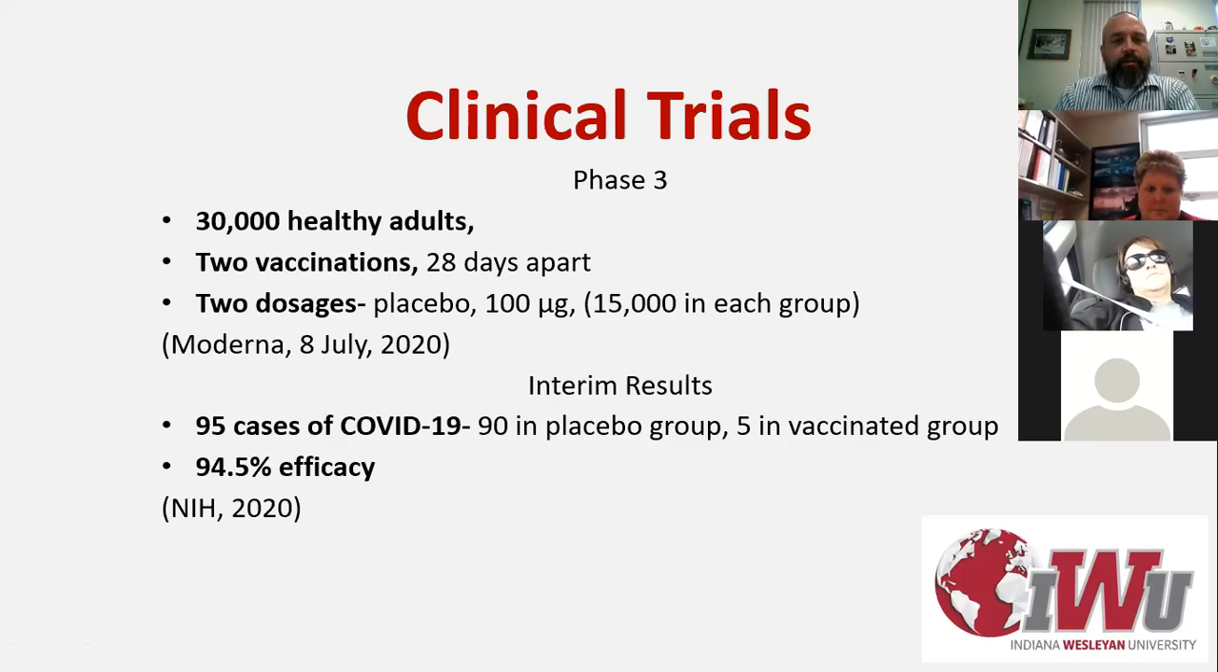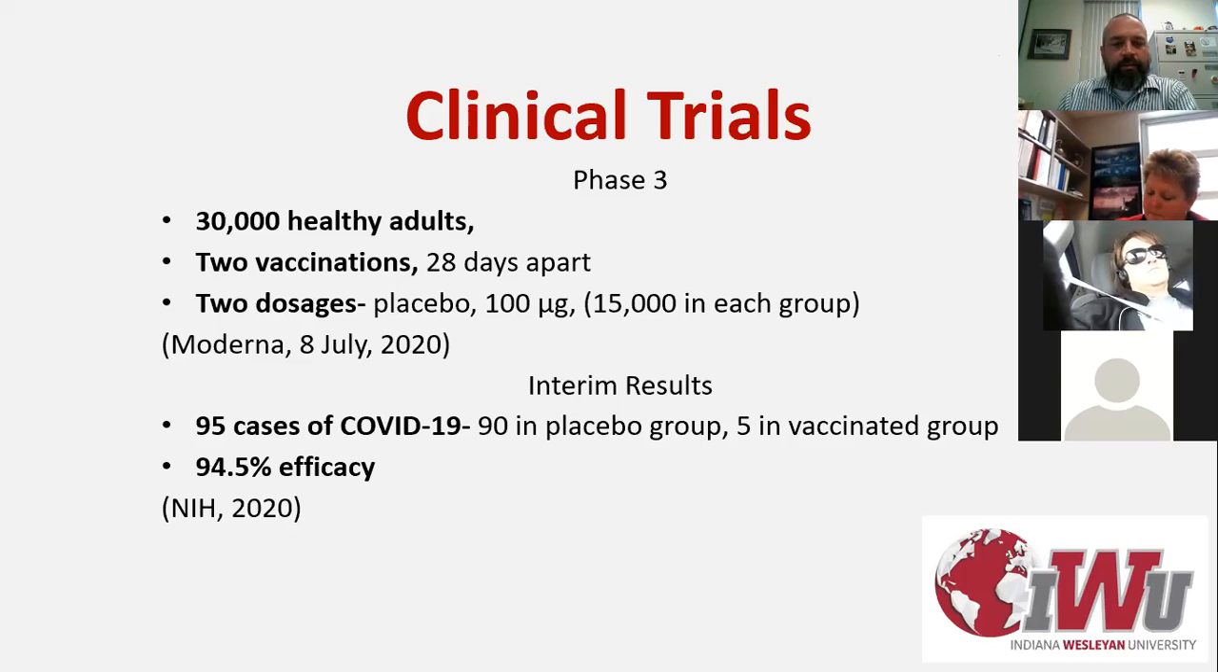So phase three, now we've gone from 600 healthy adults to 30,000 healthy adults, still administering 2 vaccinations 28 days apart. And we've gone down to a single dosage of the actual vaccine, and that's 100 micrograms. And of course, the placebo for comparison. And the interim results that I was able to find for the phase 3 trial indicate 94.5% efficacy, as I mentioned before, of the vaccine.